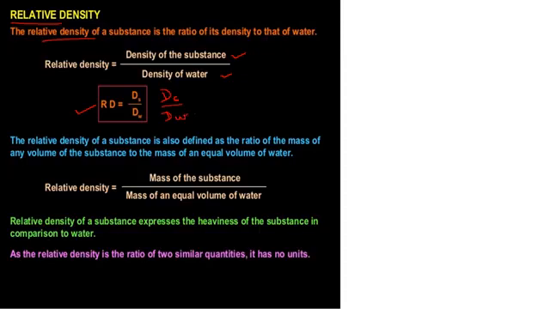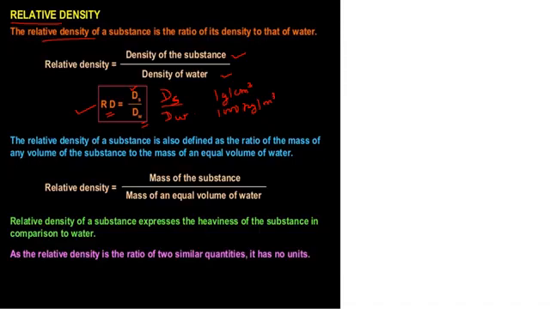So if you are given the relative density, you can find out the density of a substance, because we know that the density of water is 1 gram per cubic centimeter, or 1000 kg per cubic meter, right? So this is how you can find out the relative density of different substances also.